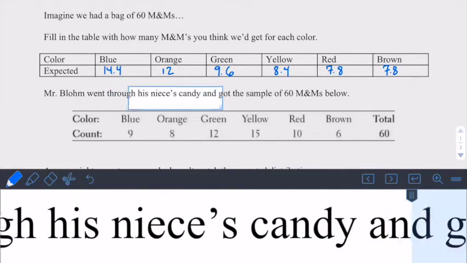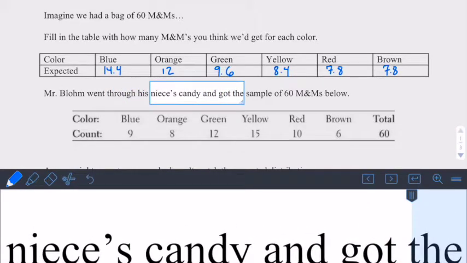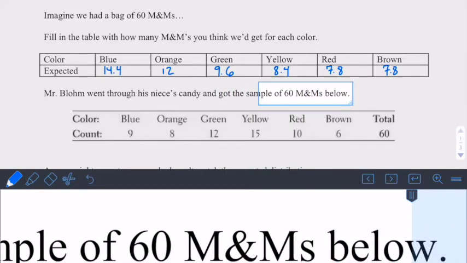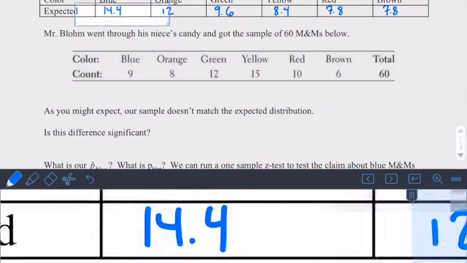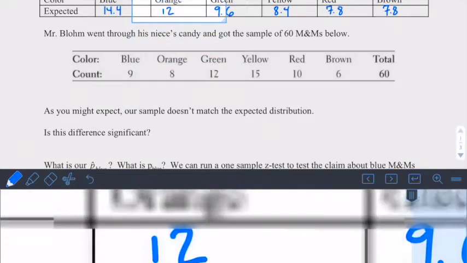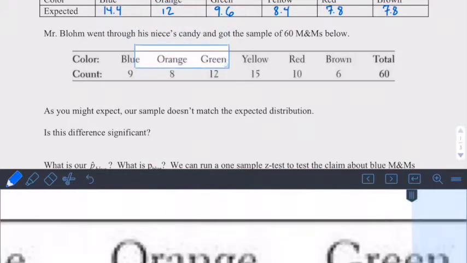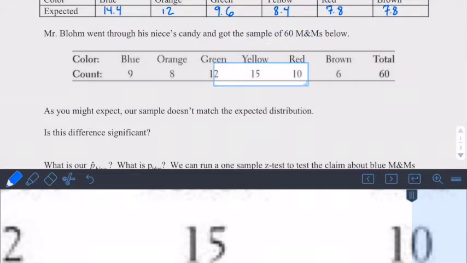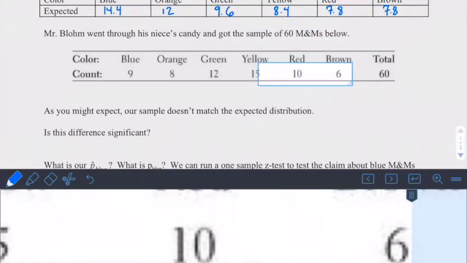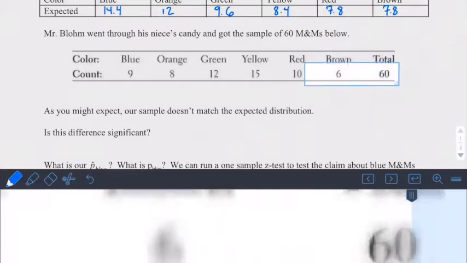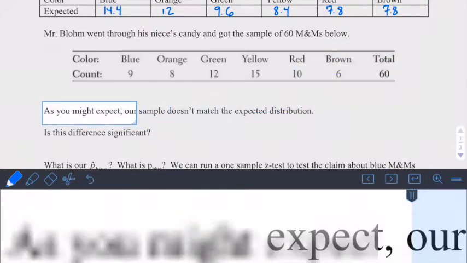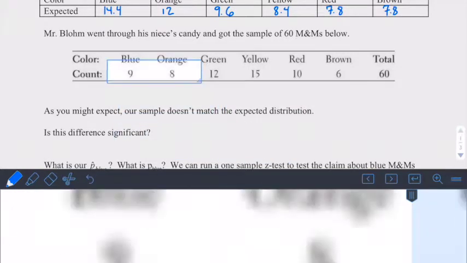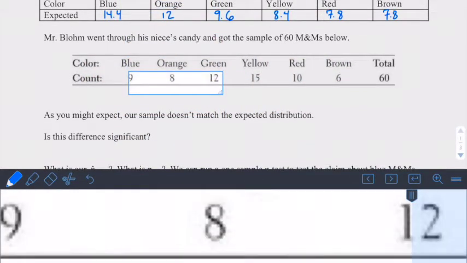So I went through my niece's candy. That's a lie. I don't have a niece. And got the sample of 60 M&Ms below. So there were 9 blue, that's a little bit off. There were 8 orange, which was off a little by 4. 12 green, a little off. 15, a little off. Red, 3 off, that's pretty close. Brown, that one's the closest. So as we expect, our sample doesn't match the expected distribution, but is this difference significantly different?